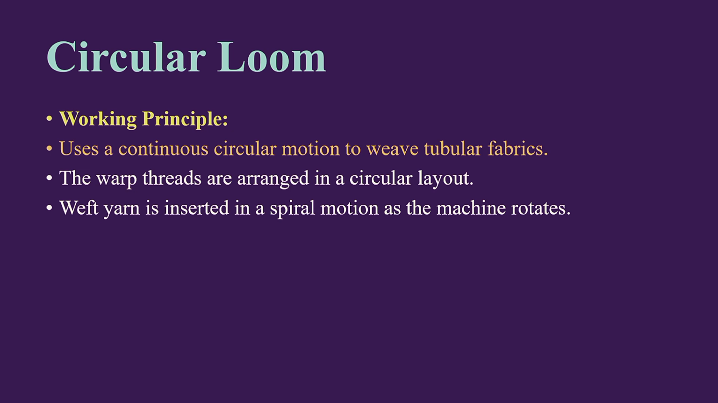So the circular loom uses a continuous circular motion to weave the tubular fabric. Warp threads are arranged in a circular layout. Weft yarn is inserted in a spiral motion as the machine rotates and tubular fabric is produced.